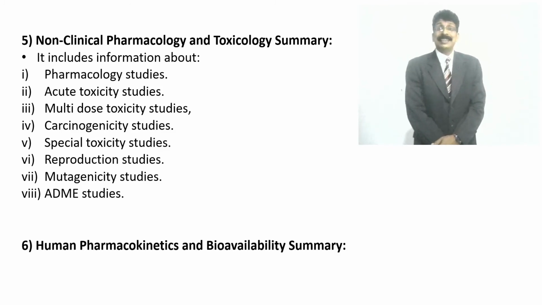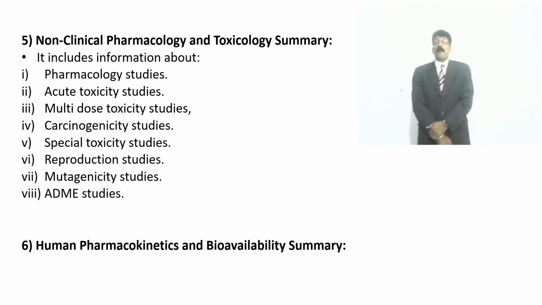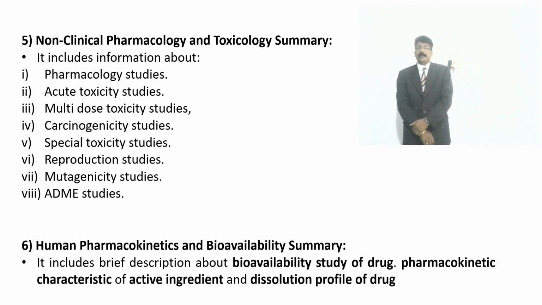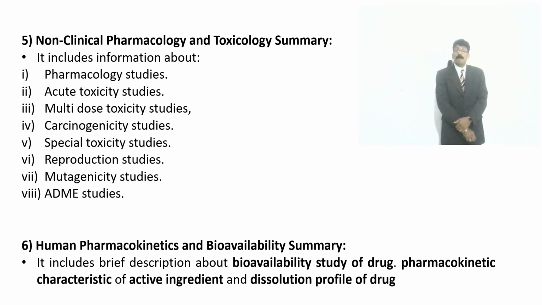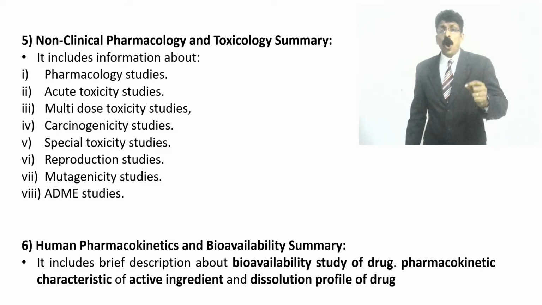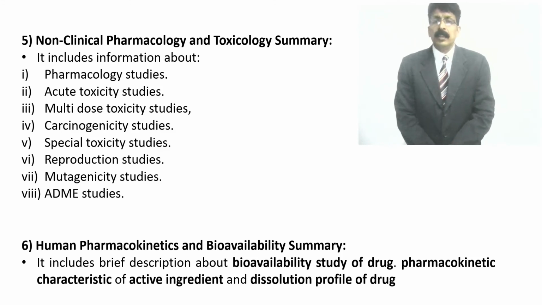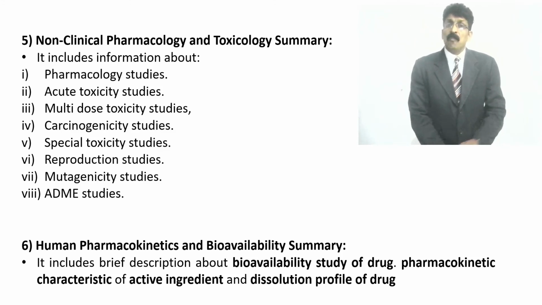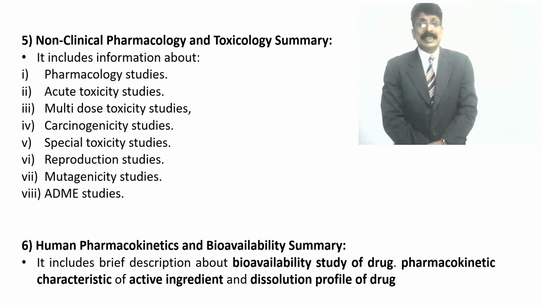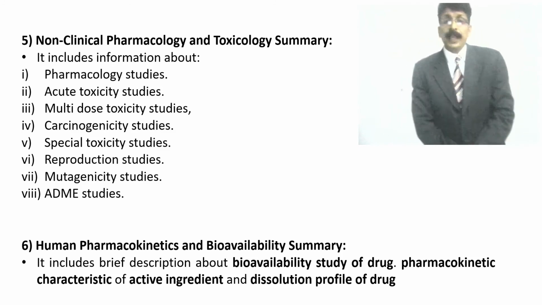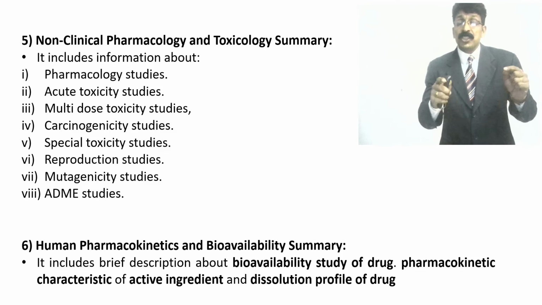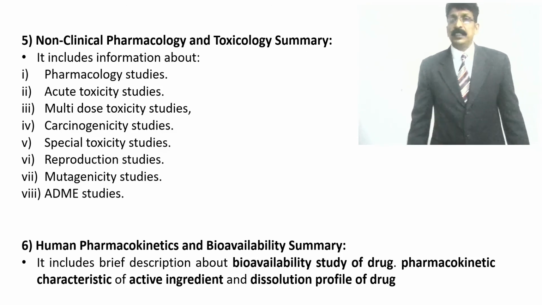And the sixth one is human pharmacokinetics and bioavailability summary, which is also needed. It includes brief description about bioavailability study of drugs, pharmacokinetic characteristics of active ingredients, and dissolution profile of the drug.